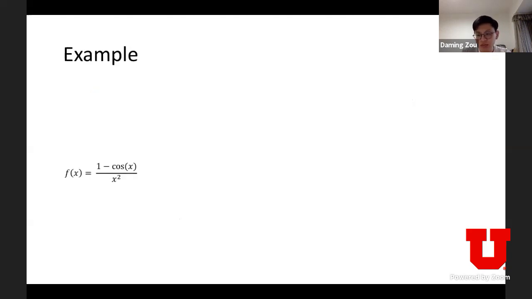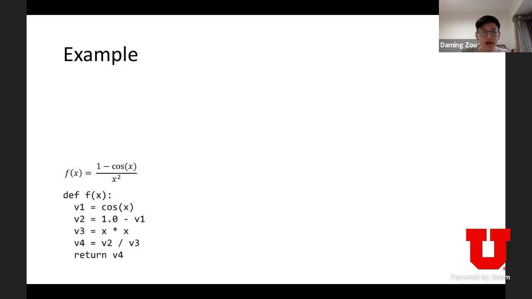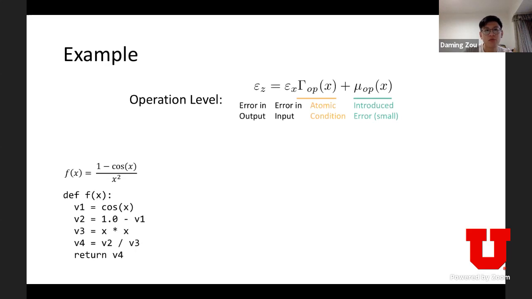Here we use an example to show the relation between the atomic condition and the floating point errors. This is the example function and also an example program here. We know that at the operation level, for each operation, the error in the input will be amplified by atomic condition, and also add an introduced error, that together becomes the error in the operation's output.